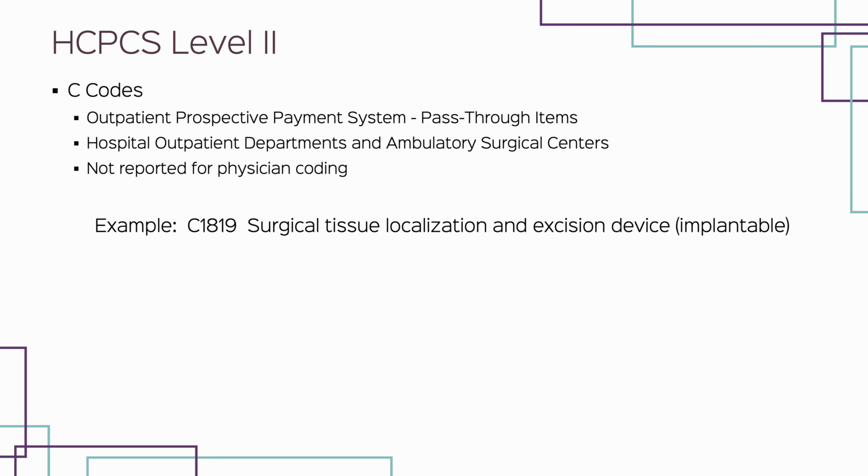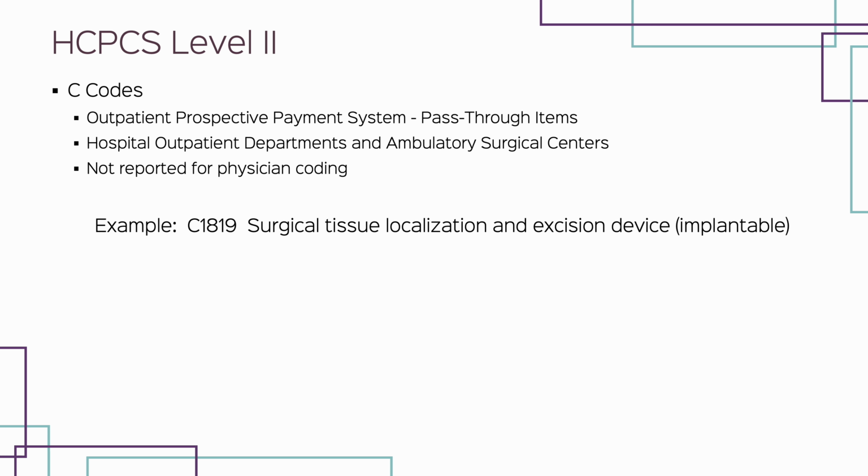So let's take a moment to look at some of the more commonly referenced sections within your HCPCS Level 2 system. The first that we'll look at are your C codes. C codes are used to report drugs, biologicals, and devices that must be billed by hospitals under the Outpatient Prospective Payment System, or the OPPS, when pass-through payment is applicable. These codes are reported only for facility-based technical services, and you will not use them from a professional standpoint. You'll see them used in hospital outpatient departments and not in physician office settings.